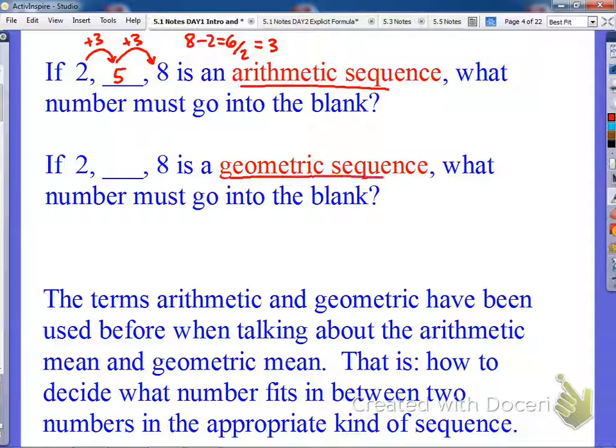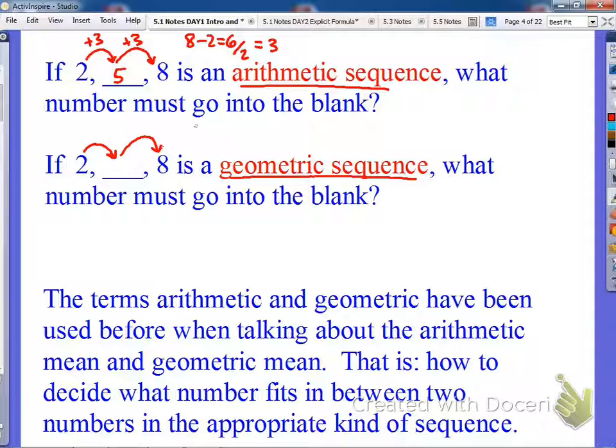Now, I'm going to give you a geometric sequence, in this case, geometric. And so the rule for a geometric sequence is that you multiply by the same number each time you make a hop. Okay, so we're going to go 2 times something gives me whatever goes in that blank there, and then that times that something again gives me the 8. So, do I have any guesses before we get started here? Yes? 4? Okay, you think you multiply by 2? Okay. Anybody else?